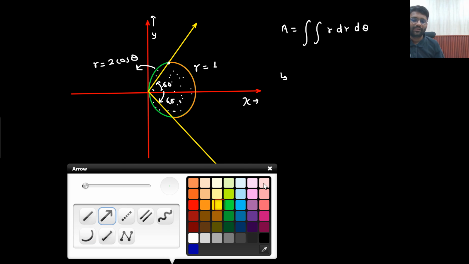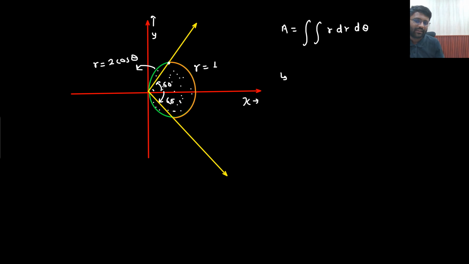What do you think? Sir, r is going from the center to the boundary of the structure. So r is going from 0 to the boundary of the structure. What is the value of r here? Here the value of r is 1. So r is going from 0 to 1.